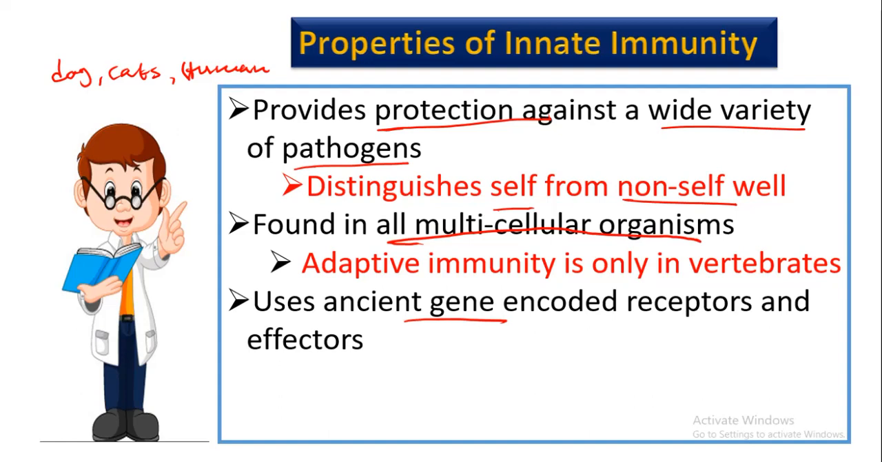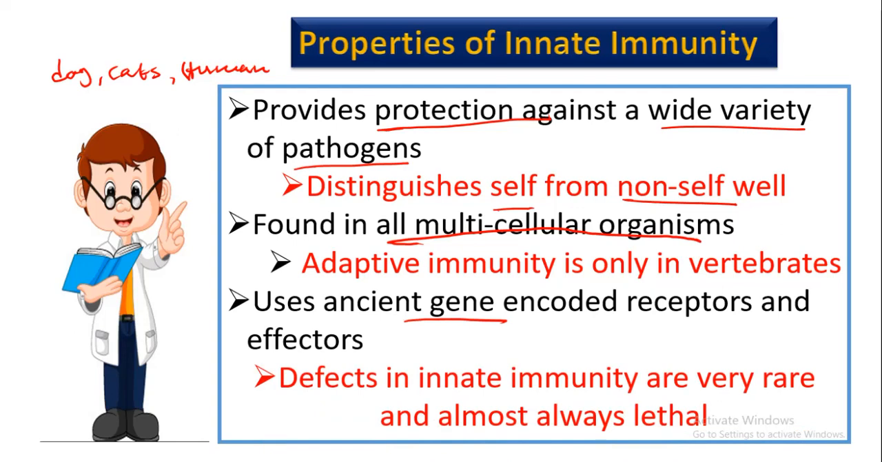But the question that we need to ask ourselves is, does this immune system have some defect? Are there any defects? Yes, there are. But these defects are rare. And in a case there is a defect, those defects are mostly lethal. That means that it is rare for you to survive. In short, you can't survive when you don't have the innate immune system. A child born without the innate immune system cannot survive.